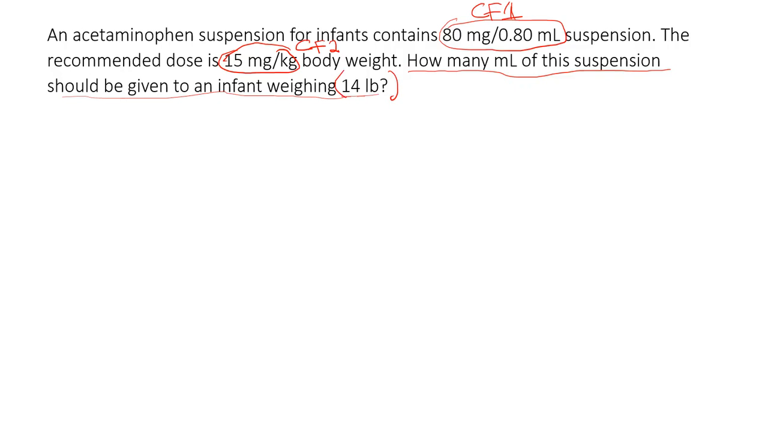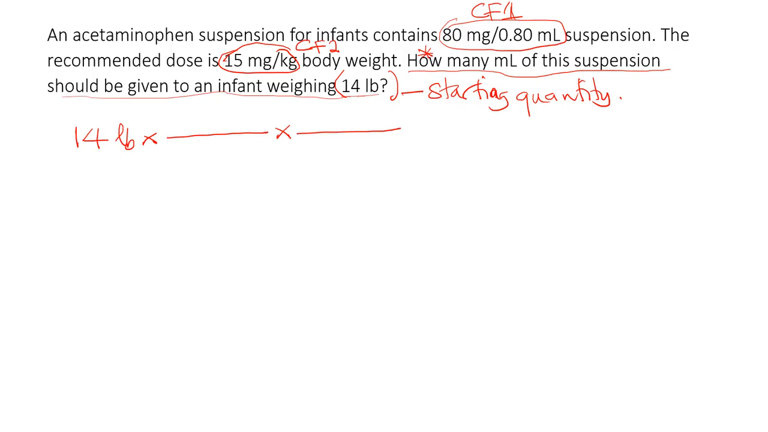This one is your starting quantity. Why is it starting quantity? Because it is with the question that you want to determine. So I'm going to start with 14 pounds. And remember, I have two conversion factors. So this is my first conversion factor. This is my second conversion factor.